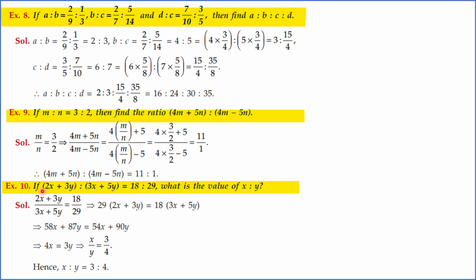If 2x plus 3y is to 3x plus 5y equal to 18 is to 29, what is the value of x is to y? (2x plus 3y)/(3x plus 5y) equals 18/29. So, 29 into (2x plus 3y) equals 18 into (3x plus 5y). That implies 58x plus 87y equals 54x plus 90y. That implies 4x equals 3y, so x/y equals 3/4. Hence, x is to y equal to 3 is to 4.